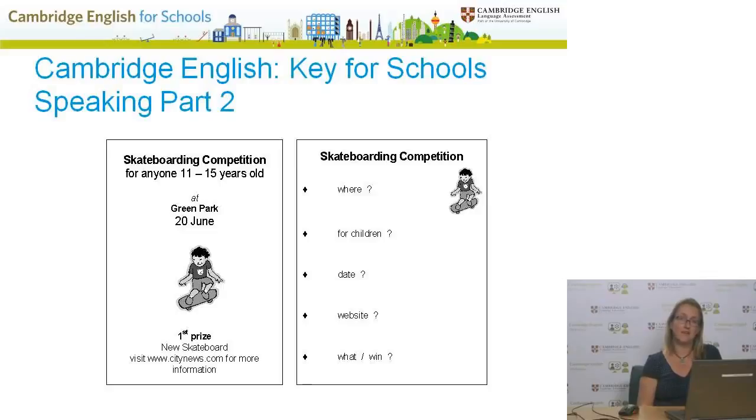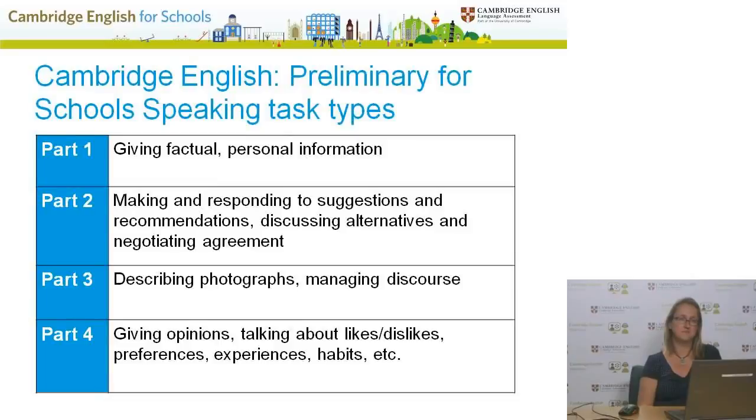So now let's look at the preliminary for schools speaking test. In this speaking test, students are examined in pairs again, and as with Key for Schools, there are two examiners. One of them, the interlocutor, speaks to the candidates and runs the test. The other listens and assesses the candidate's performance. The test takes 10 to 12 minutes and is in 4 parts.